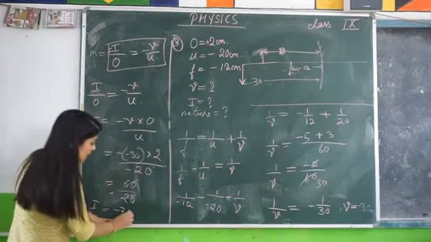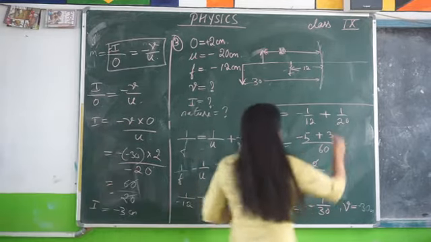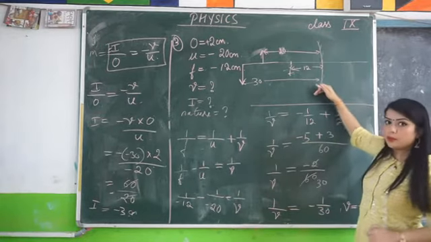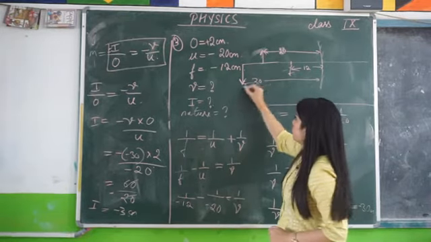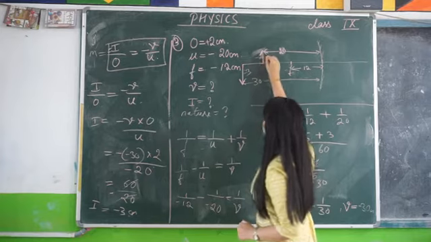Now what does this minus mean? Minus means anything above the principal axis will be plus, anything below the principal axis will be minus. So our image is below the principal axis. So it will be minus. The height of this will be minus 3. Height of this was minus 2.